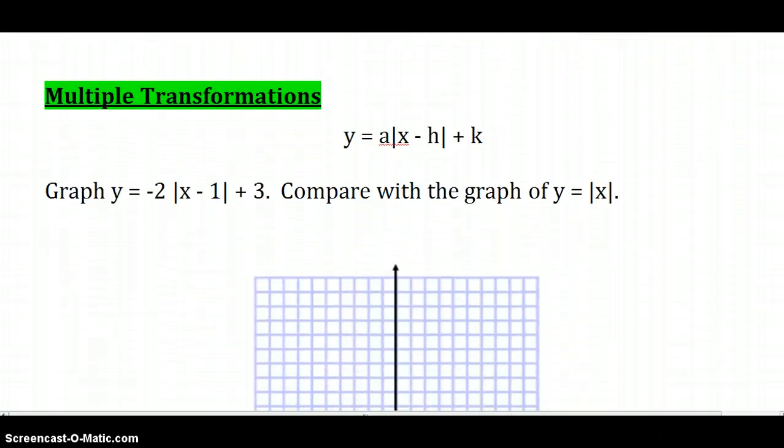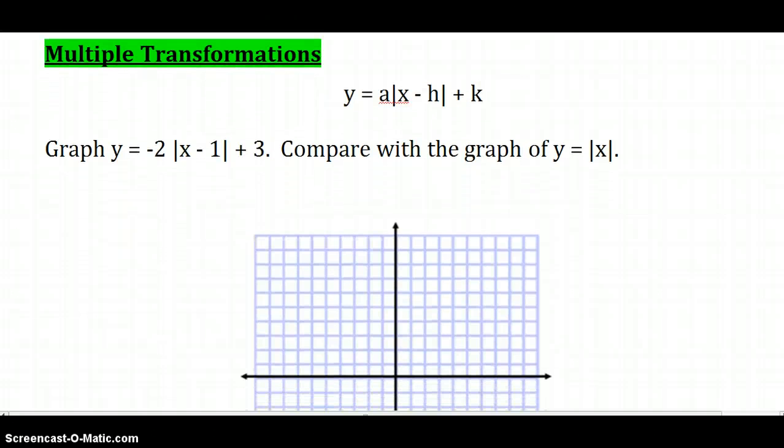So let's put this all together. Now we're going to have both stretching and shrinking along with translations. We're going to graph this equation right here. Y equals negative 2 times the absolute value of x minus 1 plus 3. If it helps, draw the graph of the absolute value of x first. I know that the absolute value of x looks like this. Just a V with a vertex of 0, 0.